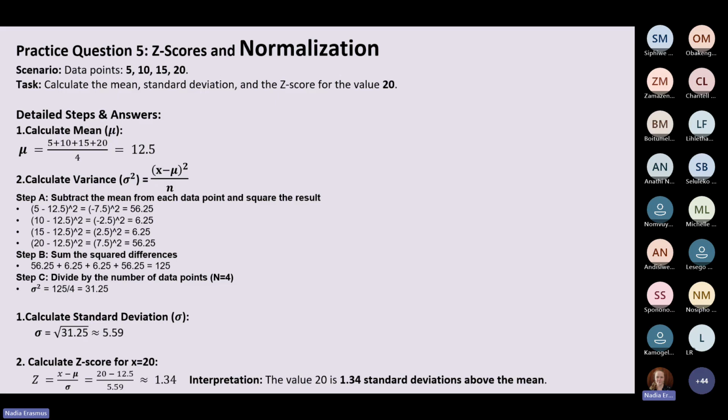So we can calculate now x minus mu over the standard deviation. We're going to have x as 20, the last point. So 20 minus the average, over the standard deviation, is going to give you an approximation of 1.34. So your z-score is going to be 1.34. That is going to be your calculation.